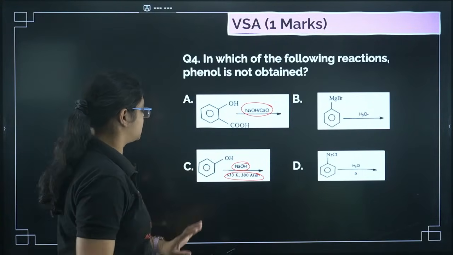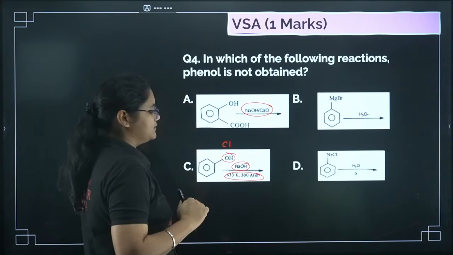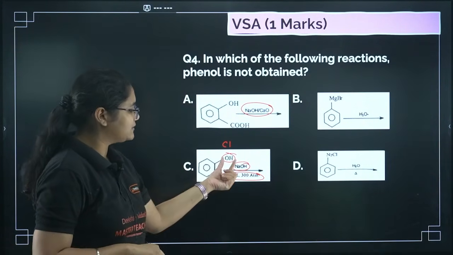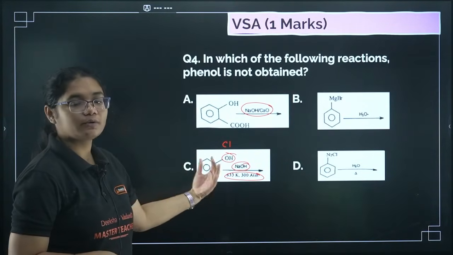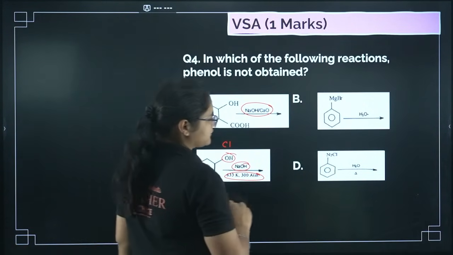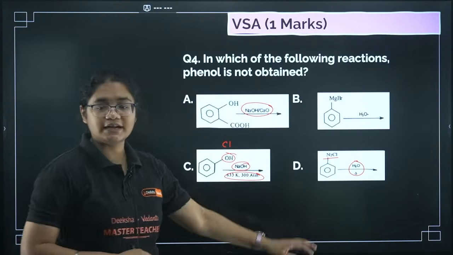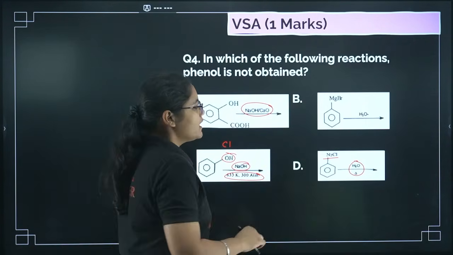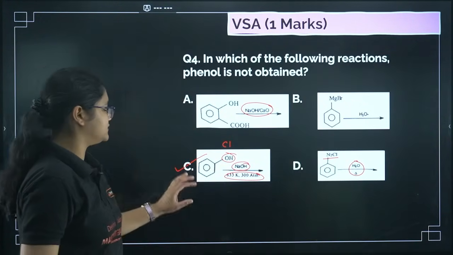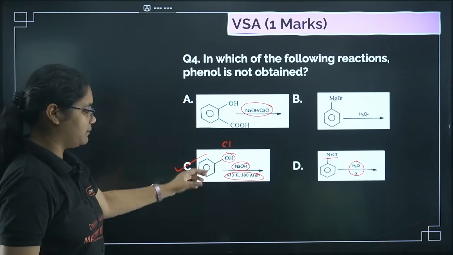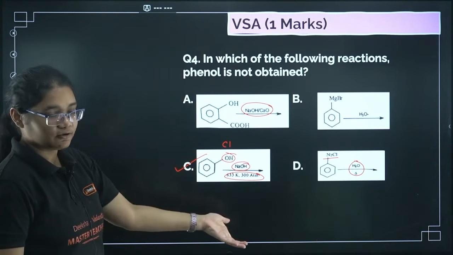One second, yes, this is the wrong one. See, here we need to have chlorobenzene. If you take chlorobenzene at such a high temperature and pressure, you will get phenol. Not from phenol, you cannot obtain it from phenol. And the next one, N2Cl with water, this is from benzene diazonium chloride, this one will give you phenol, and yes, MgBr with water will also give you phenol. So option number C is the correct answer, not obtained, because phenol is already there, right? You cannot obtain phenol further from phenol.